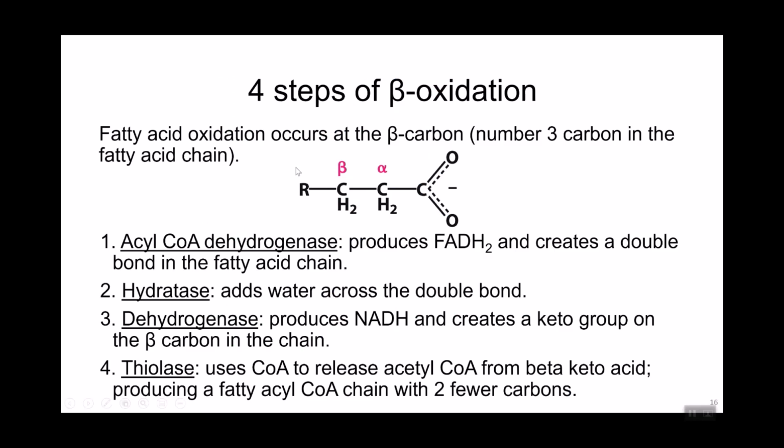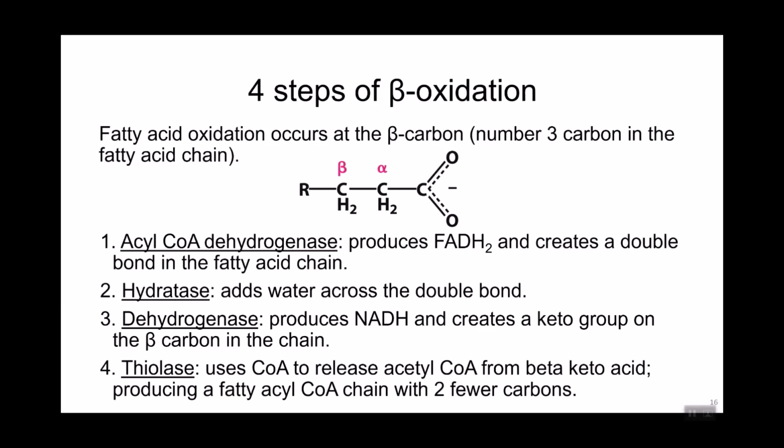If we start with a saturated or reduced chain of carbons, it's not going to be very reactive and it will be hard to break down. The 4 separate reactions are going to modify this beta carbon, where the first redox reaction will introduce a double bond between the alpha and beta carbon, producing FADH2. Water will then be added across the double bond, and then a second redox reaction will make NADH and create a keto group on the beta carbon. This will make it even more reactive. And remember, we saw how reactive carbonyls were in the carbohydrates lecture.